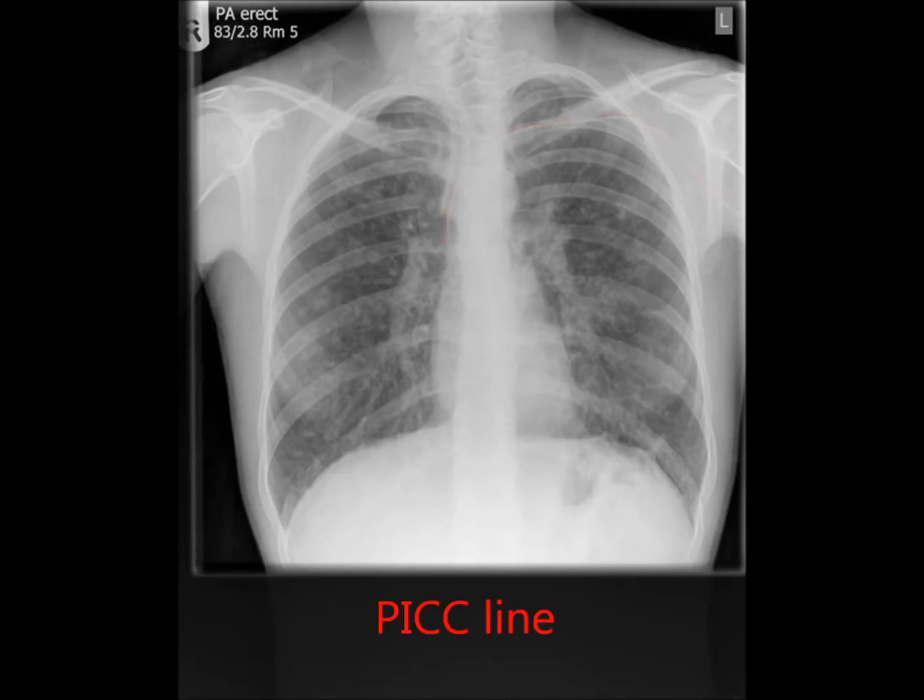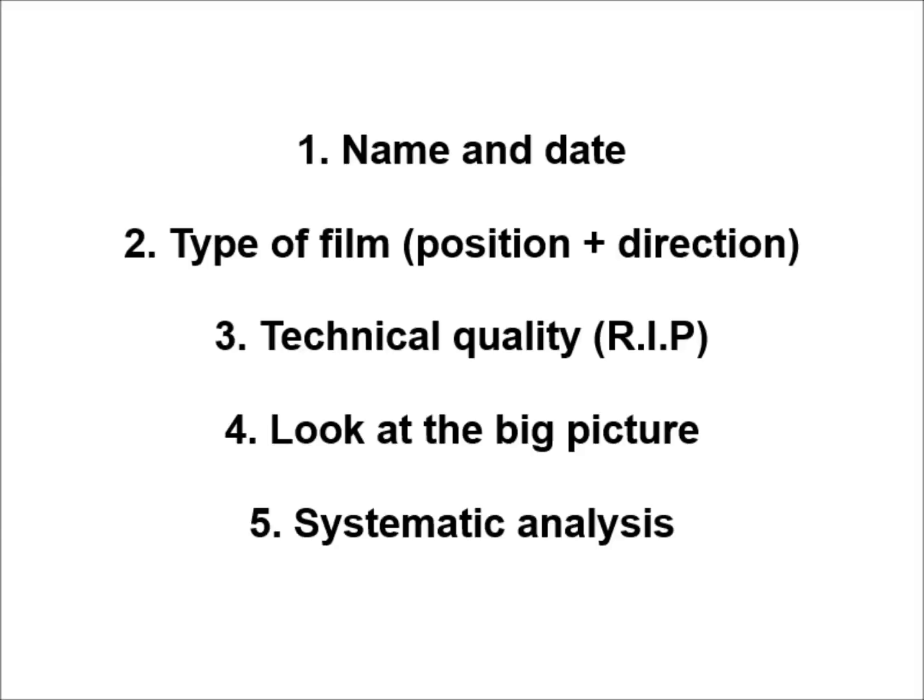Now that you've been through the whole X-ray thoroughly and systematically, it's a good idea to go back through your findings and summarize them in the same order. Remember your steps. 1. Patient's name and the date of the film. 2. The type of film. The patient's position, upright or lying down, and the direction in which the X-ray beam is travelling. 3. The technical quality. Remember R.I.P, rotation, inspiration, penetration.